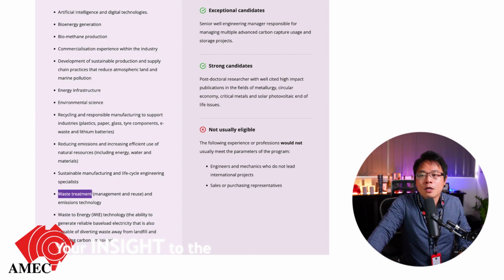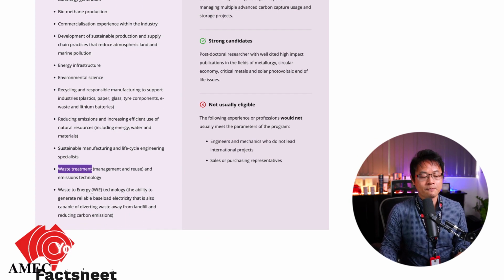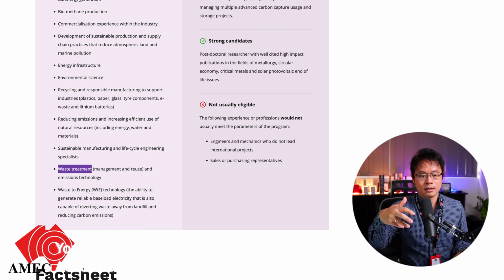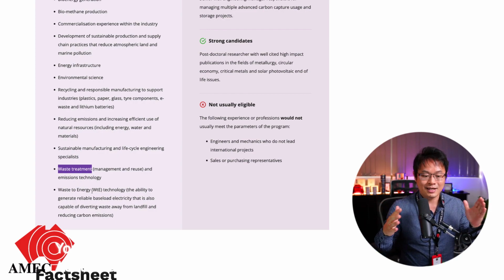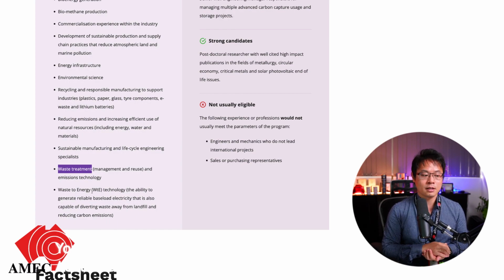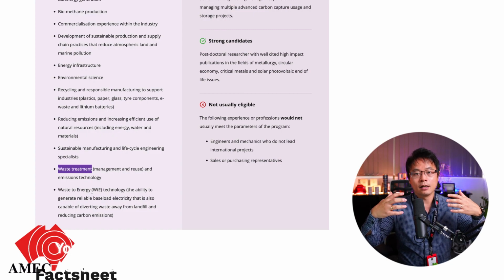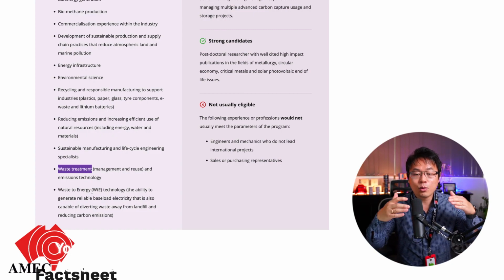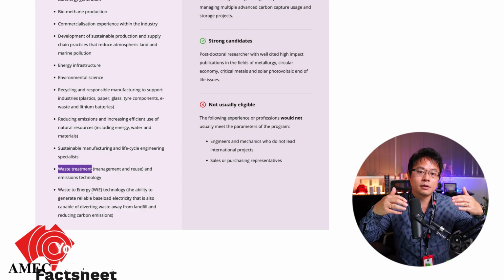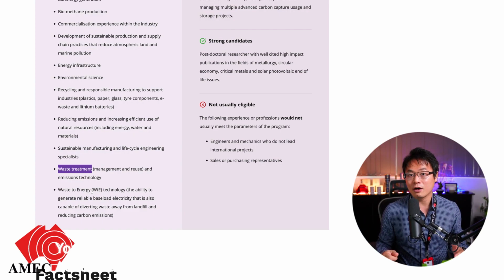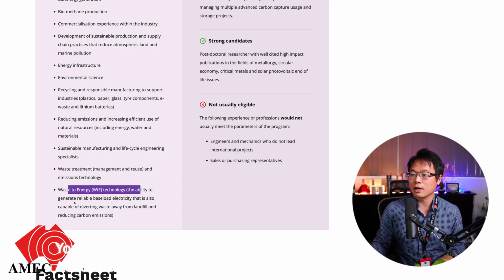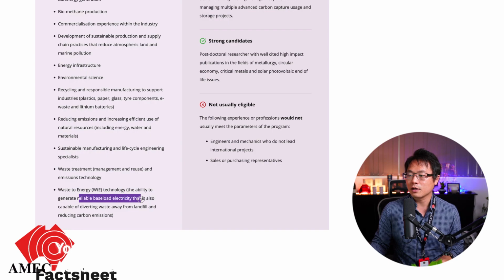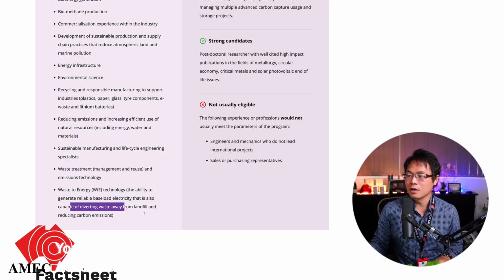Waste treatment. Now, very interesting. It's not just the circular economy, but the treatment of the waste. For example, in a lot of industrial land, the wastewater, the chemical liquid, how do you treat them? That's again utilizing technology. Obviously we don't want to harm the land, we don't want to harm the soil, as that will affect our food, right? The agricultural food. Waste energy technology: ability to generate reliable baseload electricity, capable of diverse waste feedstock.